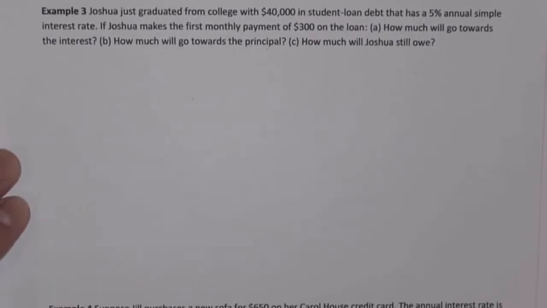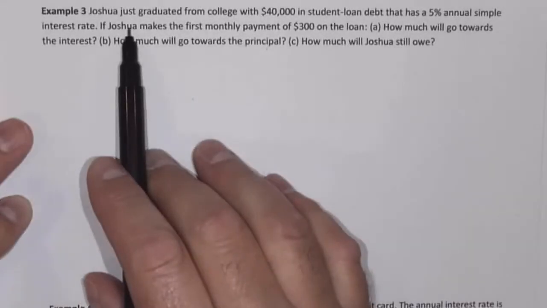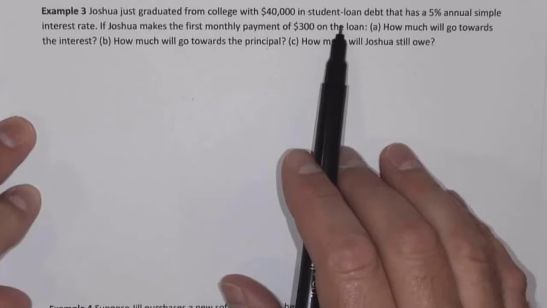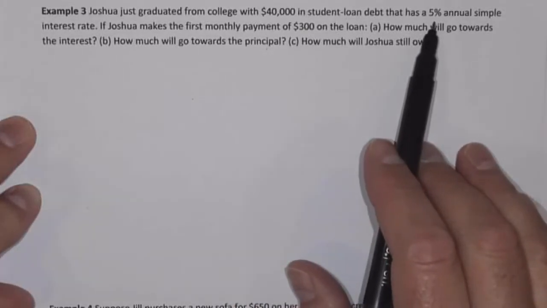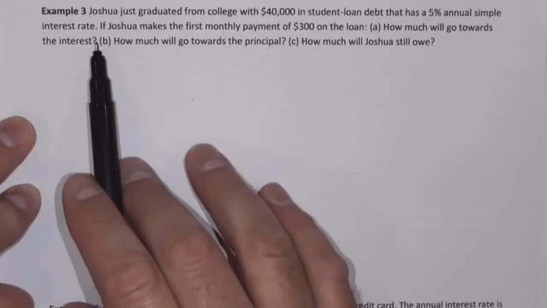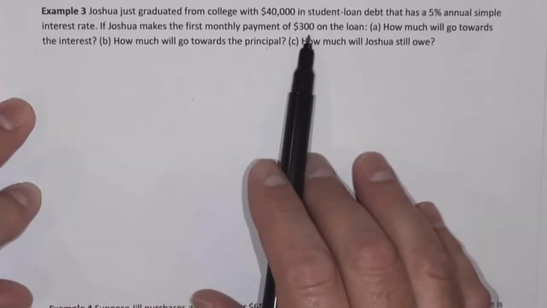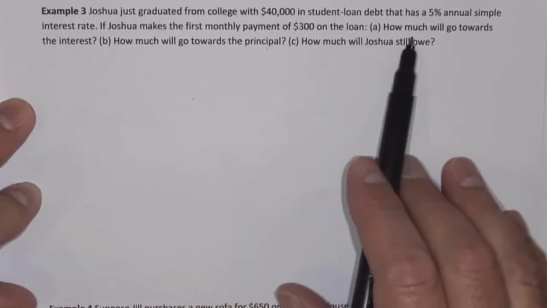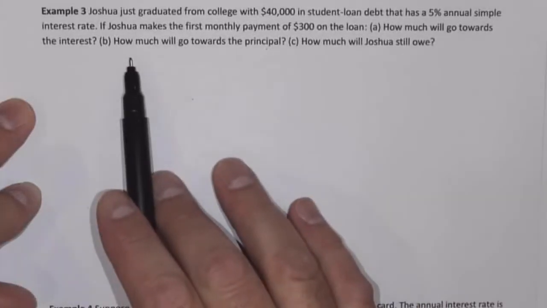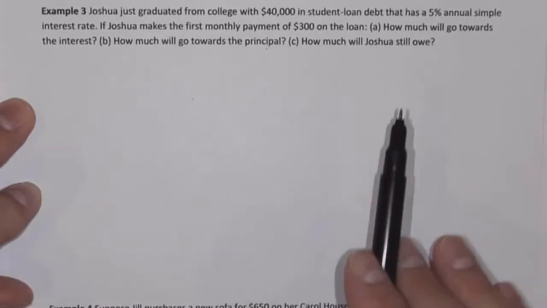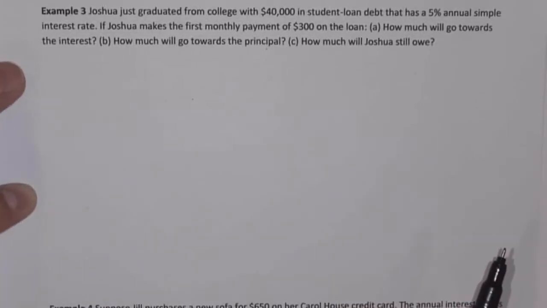So here we have example 3. Joshua just graduated from college with $40,000 in student loan debt that has a 5% annual simple interest rate. If Joshua makes the first monthly payment of $300 on the loan, how much will go towards the interest, how much will go towards the principal, and how much will Joshua still owe?